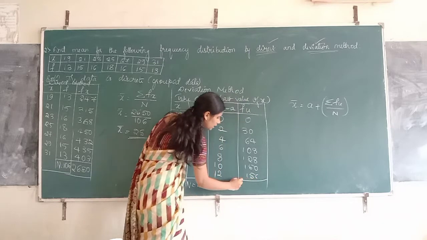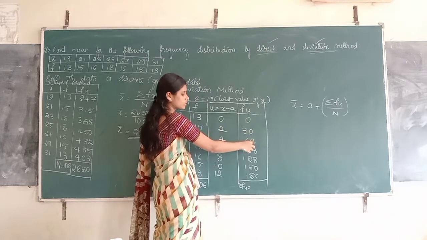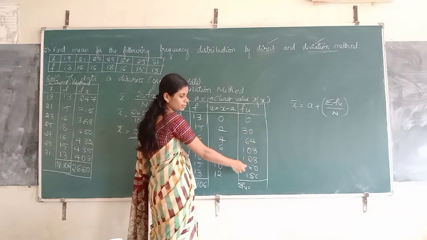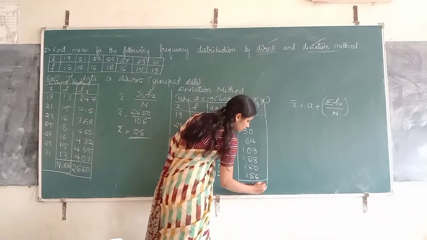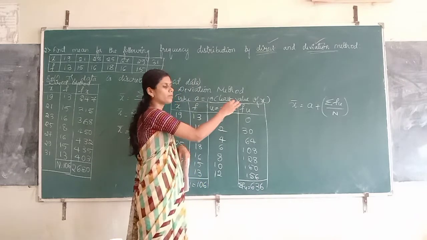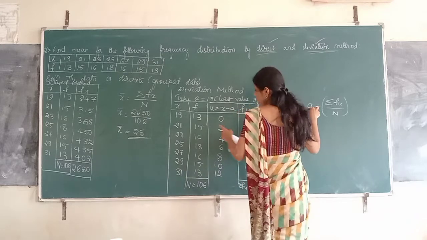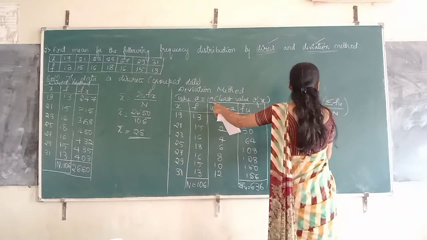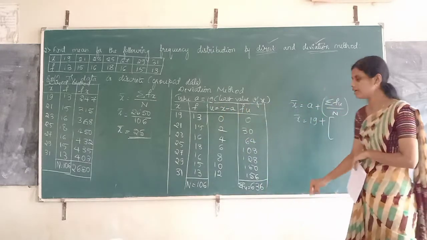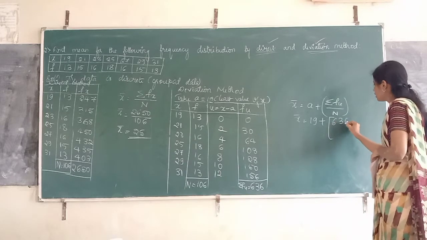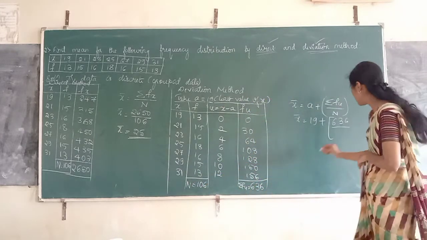Now find the total, that is summation of fu, equal to 30 plus 64 plus 108 plus 128 plus 150 plus 156. When you make the total it comes to 636. Now we are going to substitute this value in the equation. X bar is equal to a, where a is nothing but the assumed mean, that is 19, plus summation of fu, that is 636, divided by n. N is nothing but the total of frequency. N is equal to 106.